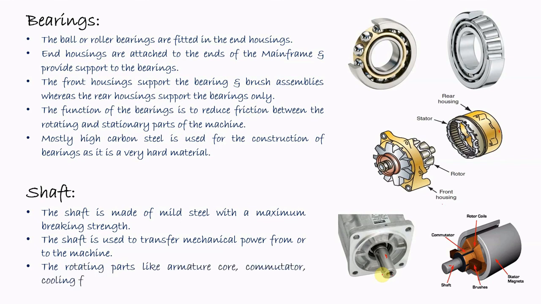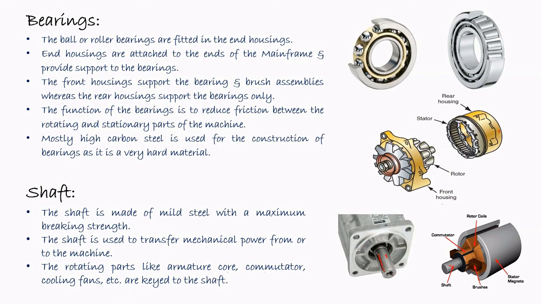The rotating parts like the armature core, commutator, cooling fans, etc., are all connected with the shaft. This is considered as a key to the shaft. So here, this is the key. This part is considered as the key, and the external system is basically coupled with the machine by using the key. Also, the armature core, commutator, cooling fans, etc., are all connected to the shaft by using the key.